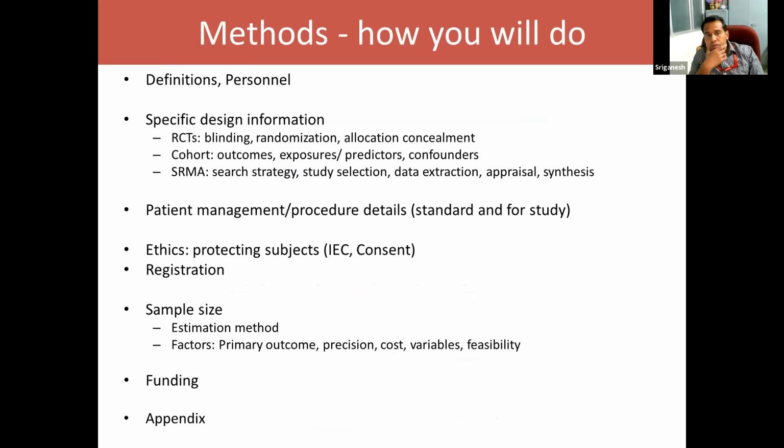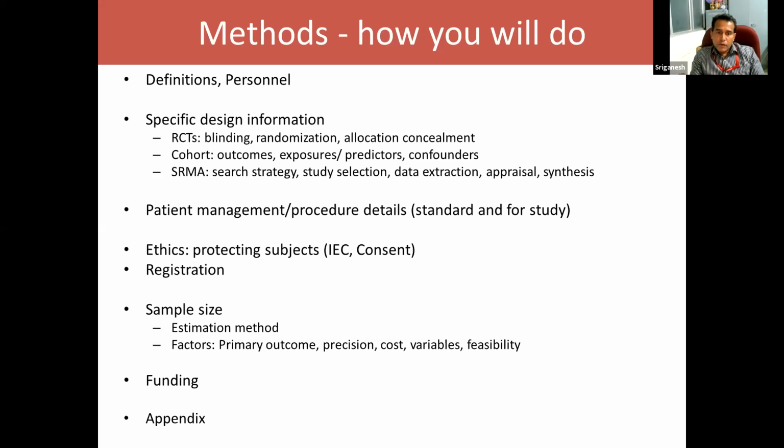Now in the methods, you also need to give some definitions. What does vasospasm mean? This definition I'll come to in the subsequent slides. Then specific design information like RCTs: blinding, randomization, allocation concealment. These have to be differentiated. Allocation concealment and blinding are not the same. For cohort studies, you have to define the outcomes, the predictors, and any confounders that you're studying. And for meta-analysis and systematic review, how you performed the search strategy, how you extracted the data, what appraisals you have done, and how you have synthesized the results.